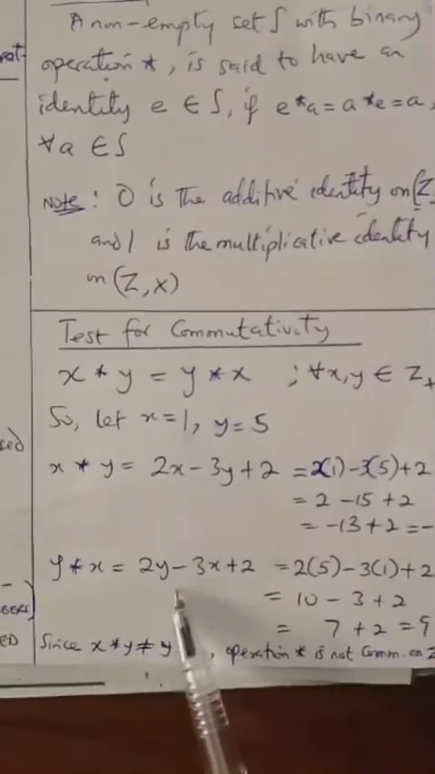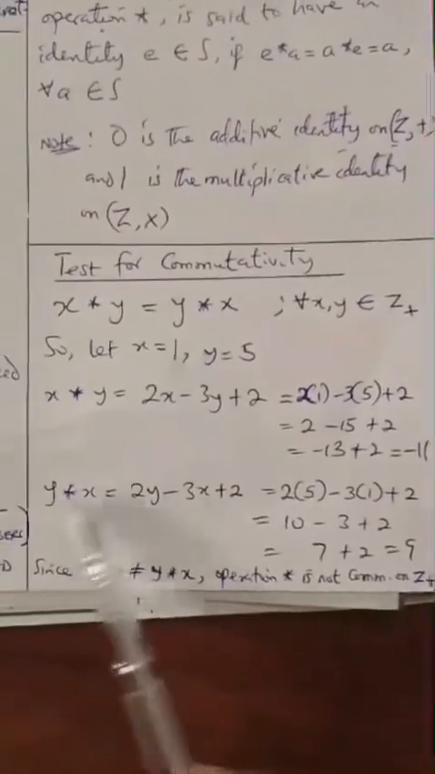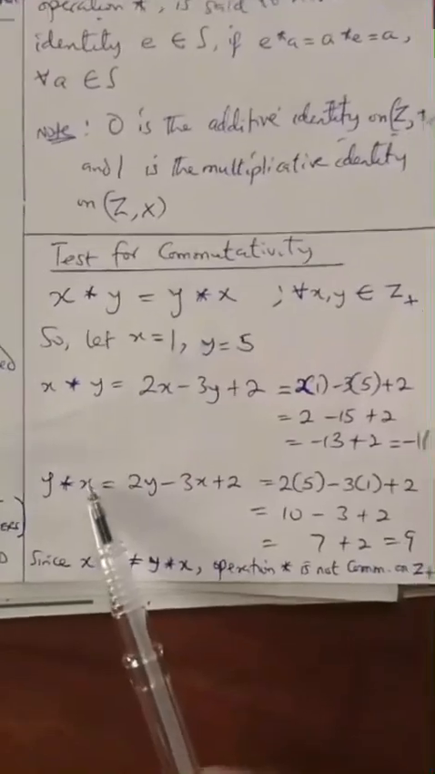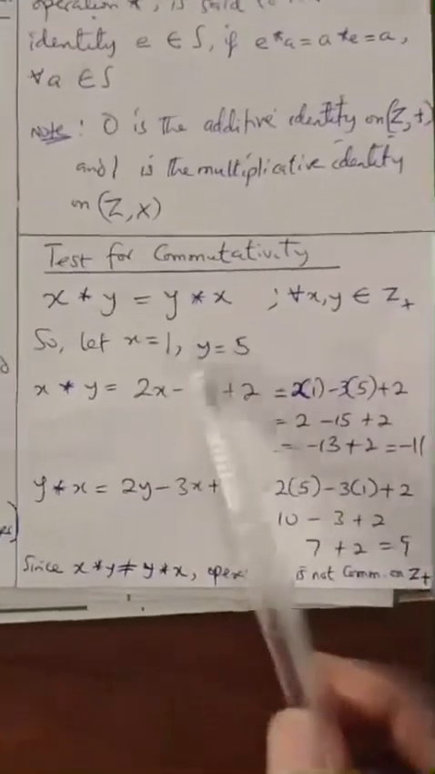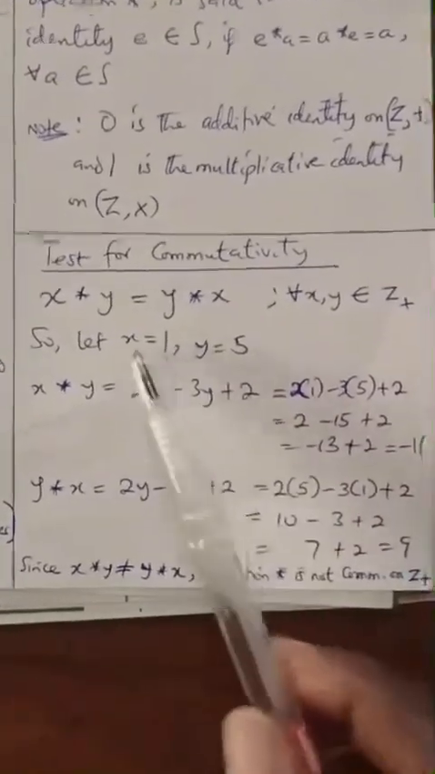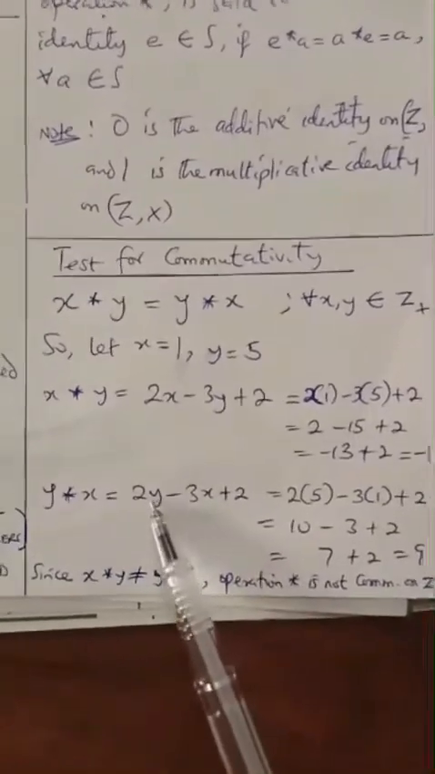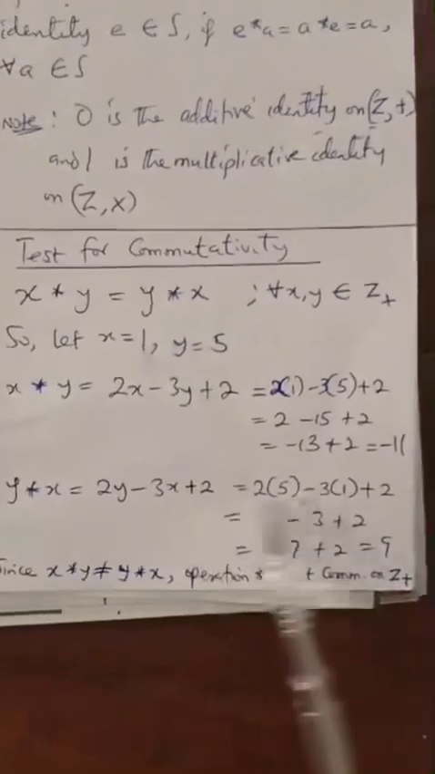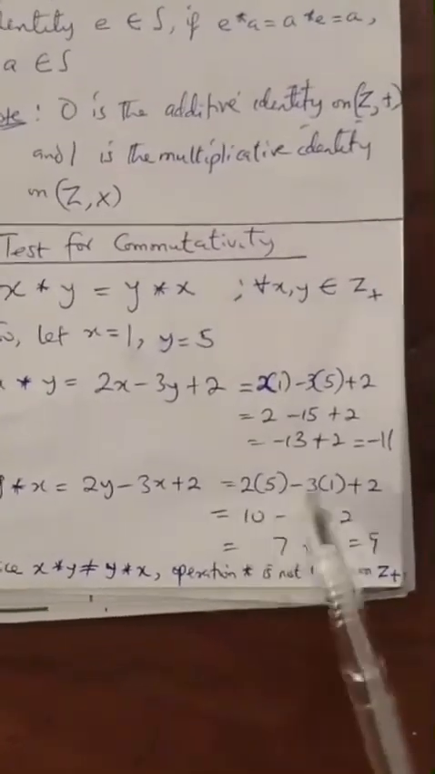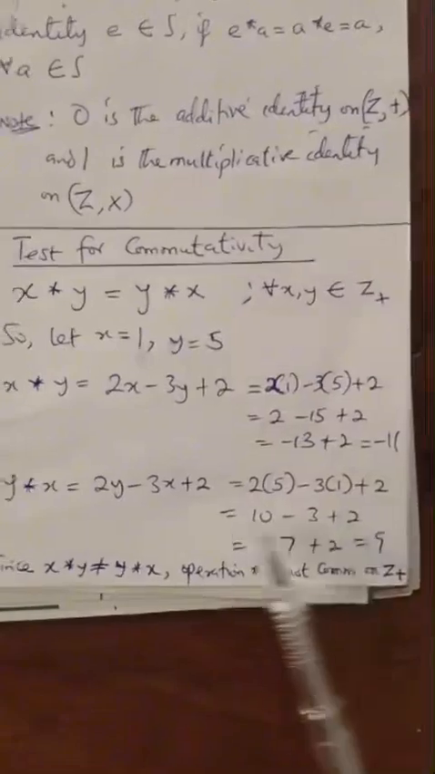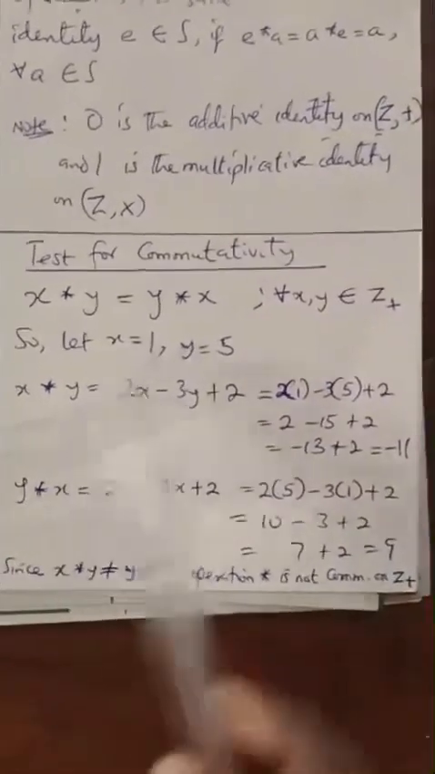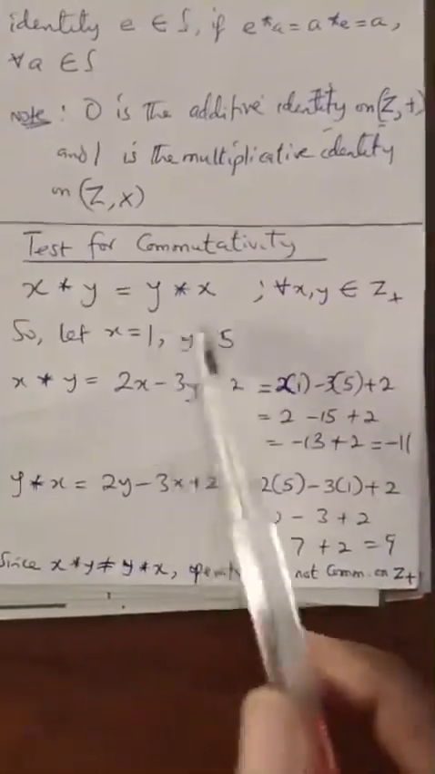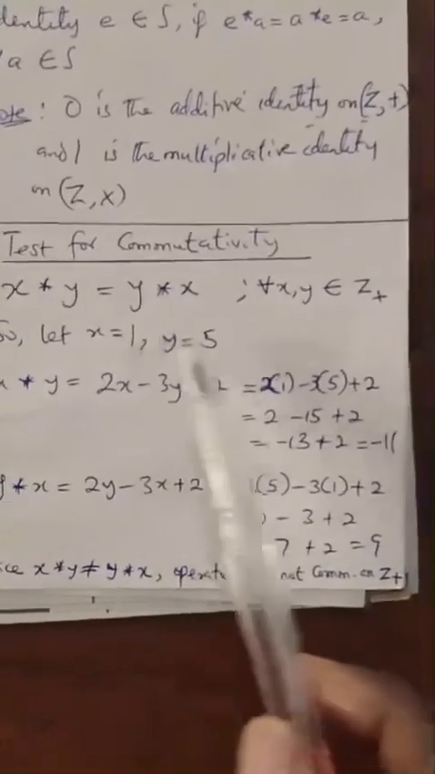Alternate positions, so swapped positions now. Y is now the first operand, x is the second operand. We are still using 1 and 5. So y is 5 and x is 1. So y, which is 5, comes into this place, and x, which is 1, comes into this position. So 2 times 5 is 10, minus 3 times 1 is minus 3, plus 2. So it's just swapping position. The values of x and y which we are testing for, we are using 1 and 5 as test values.